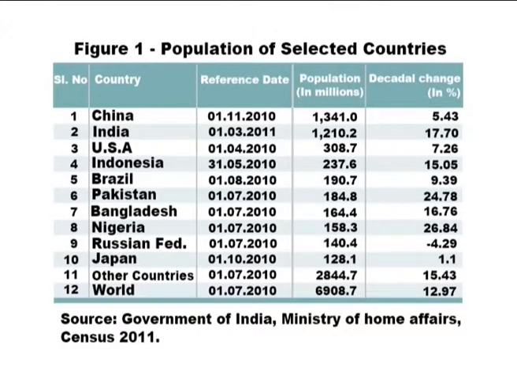The figure shows population of selected countries through which the population pressure in India reflects very clearly. Data shows that India's population is nearly 121 crores and the decadal growth rate has been 17.70%. India, having the second largest population after China, shows such a high decadal change rate, which is third highest in the world after Nigeria, followed by Pakistan, the two countries having a much lesser population than India.